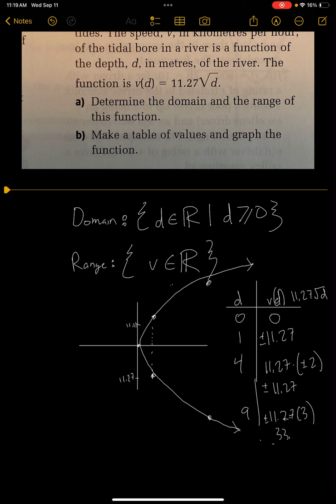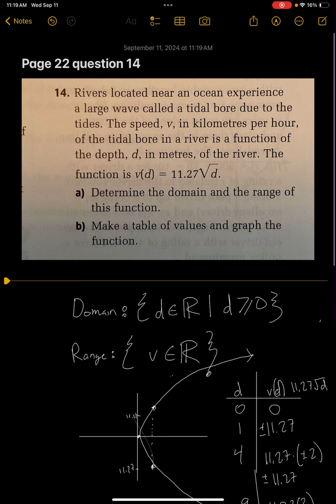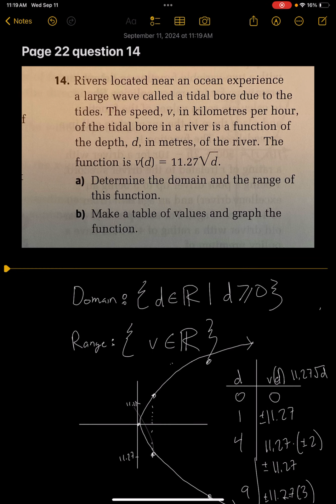Something like that. But it'll probably be over here. It'll double. Okay, so it keeps going. And that's basically question 14.